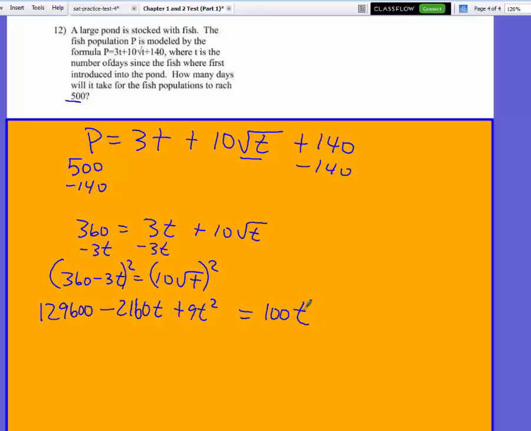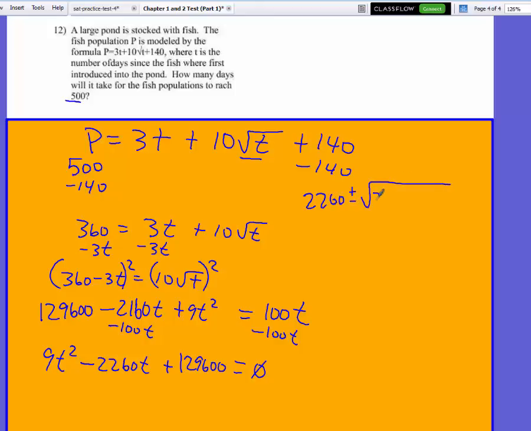And now I can get into the quadratic formula, right? So I'm going to subtract the 100t from both sides and then rearrange and put it in the quadratic formula. So now I have a quadratic equation. I can put it into the quadratic formula and be able to solve. So I got 2260 plus or minus the square root 2260 squared minus 4 times 9 times the 129,600, all divided by 2 times a, so that'll be all divided by 18.